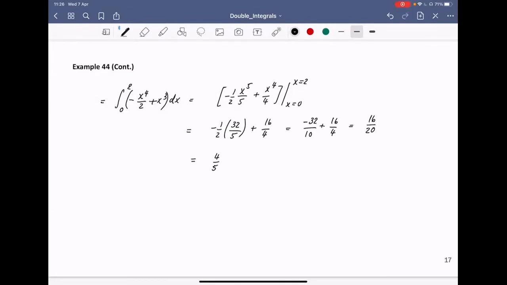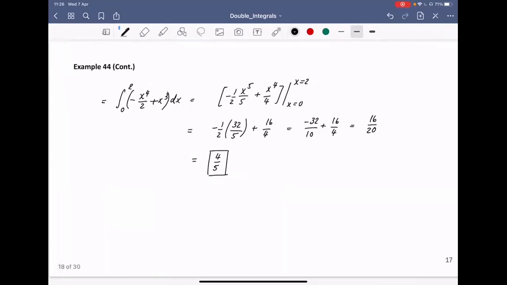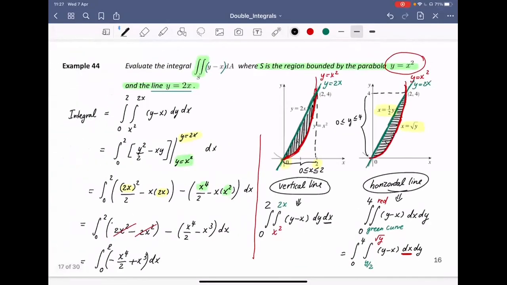Well, that is just how to calculate the fractions. So nothing fancy other than fraction computation. But the answer is 4/5, which is 0.8. So this is going to be the answer for this question.